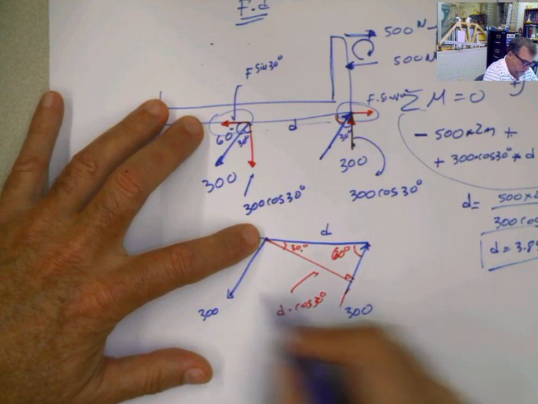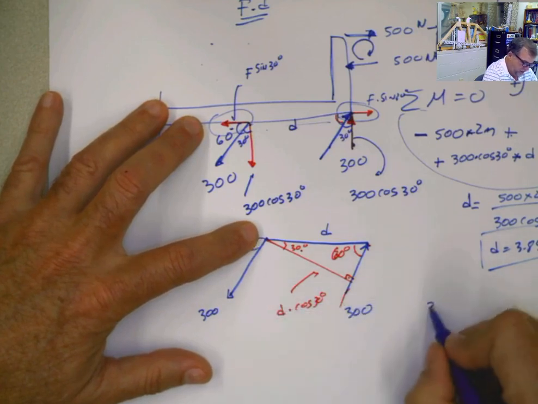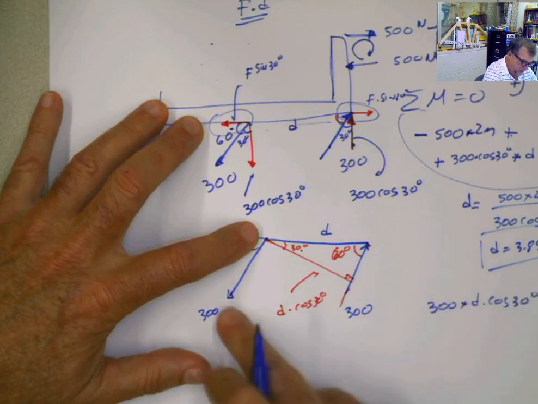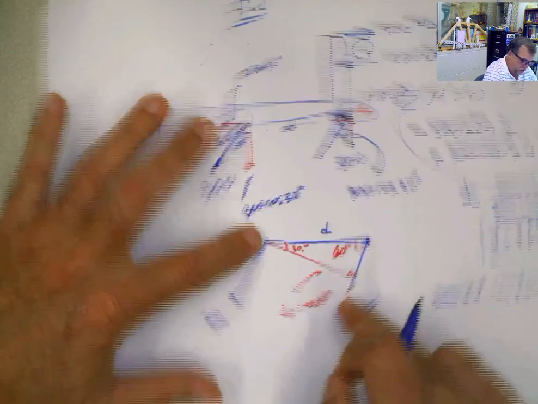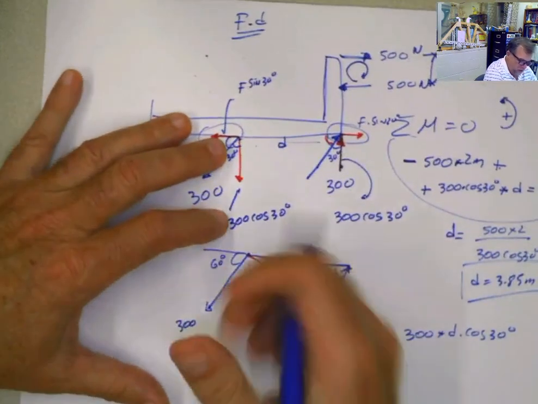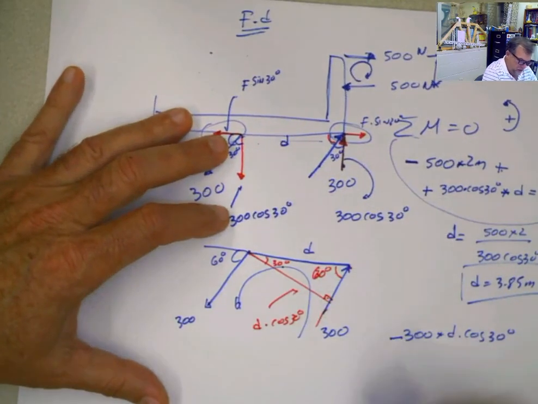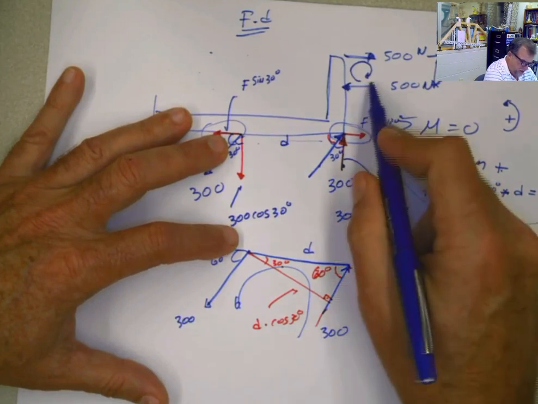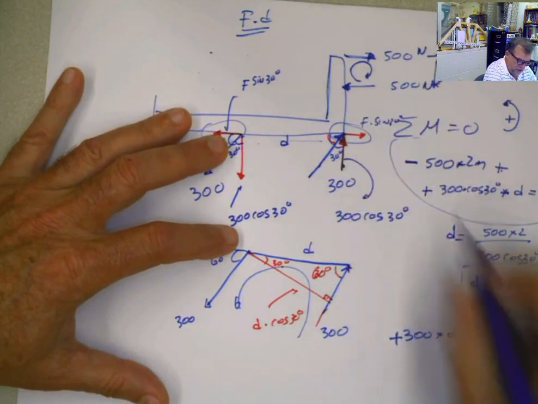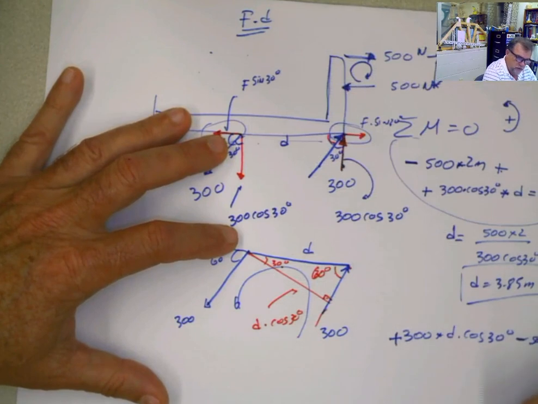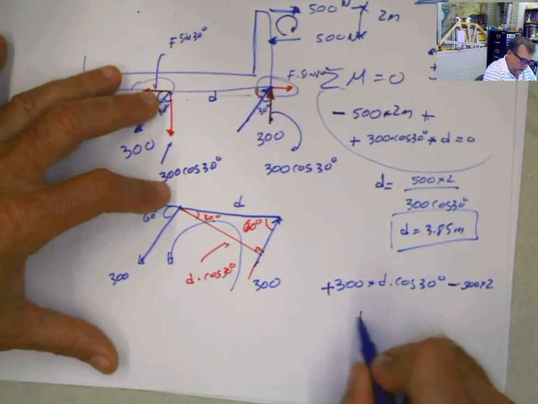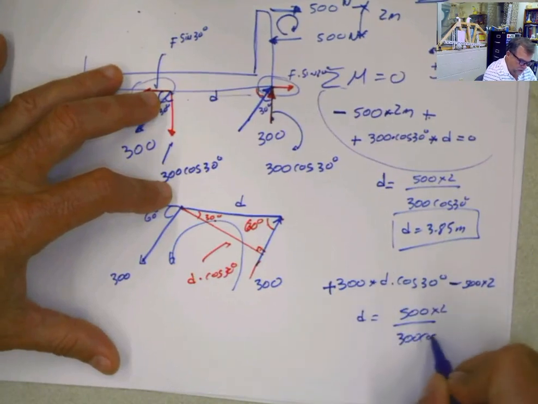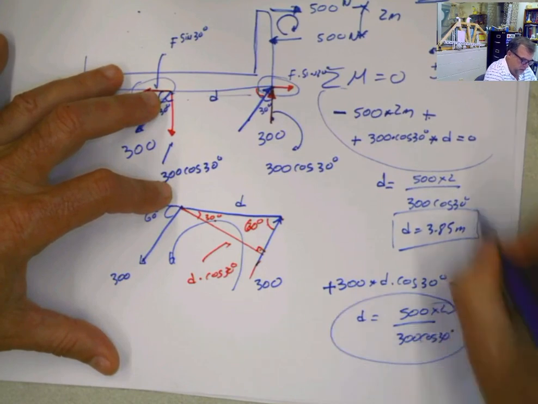So what is this couple here? This couple here is going to be 300 times d cosine 30 degrees, this one. And it's going to be rotating in this way, and that way is negative. And if I add, that way is positive, I'm sorry. And if I add this one, the one that I had before, which is a negative 500 times 2, and I solve for d, it's going to be the same thing, 500 times 2 divided by 300 cosine 30, which is the same thing that we got here.